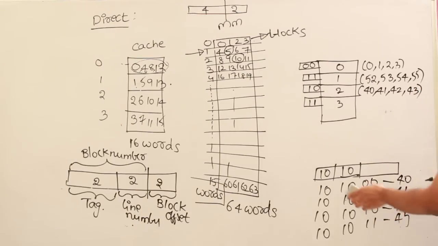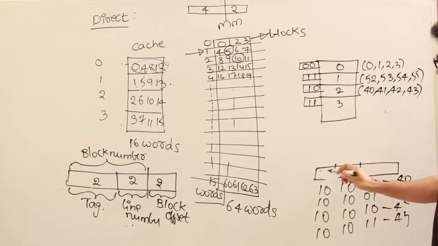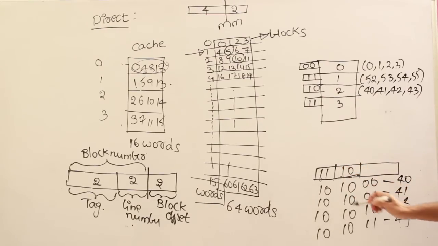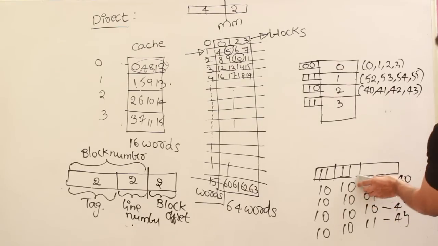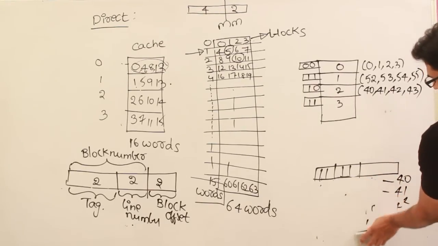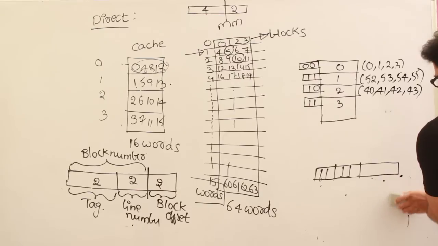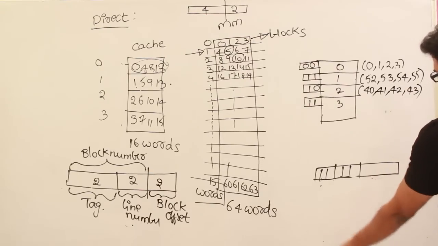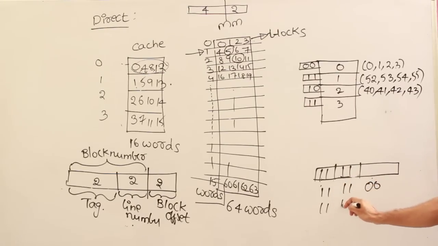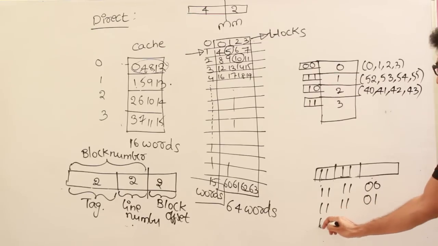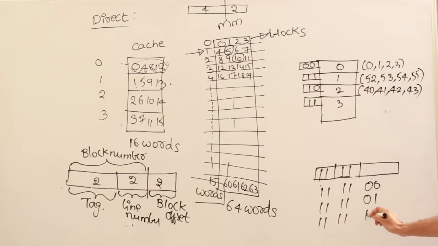And if you look at the next one, tag bits are 11, right? And even the line number is also 11. So 1111 is the block number, and the block offset can be 00 to 11, right? So it is 111100, 111101, 111110, 111111.